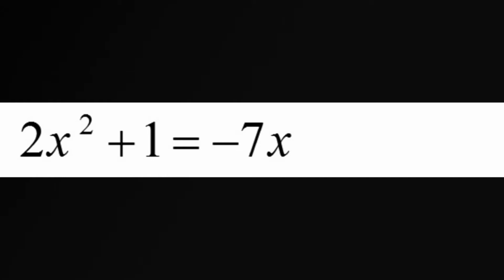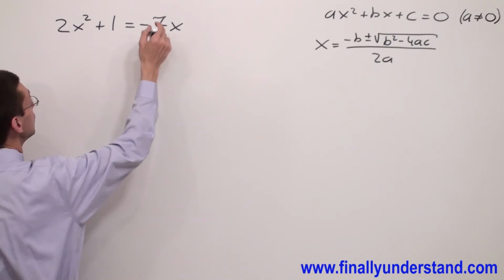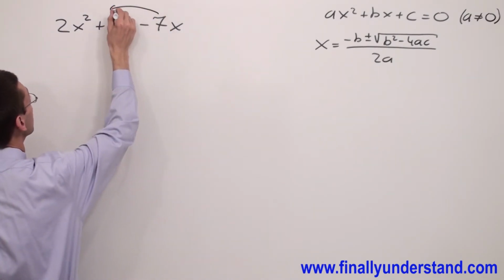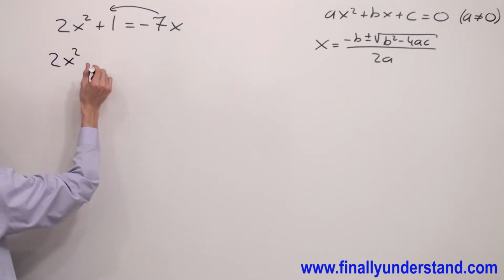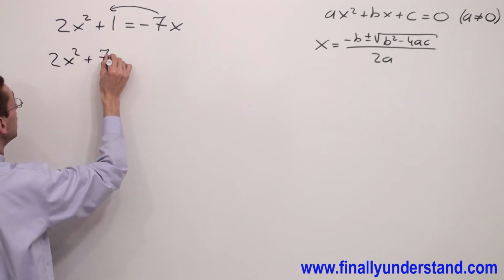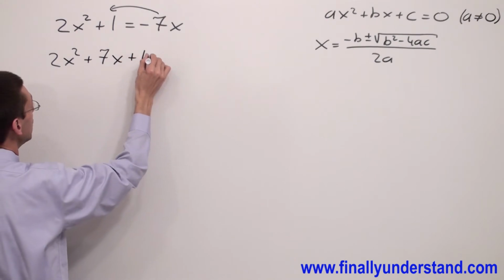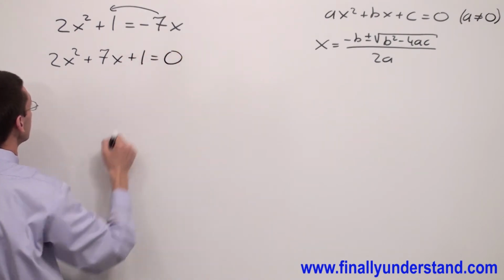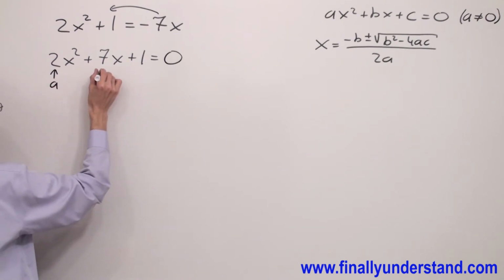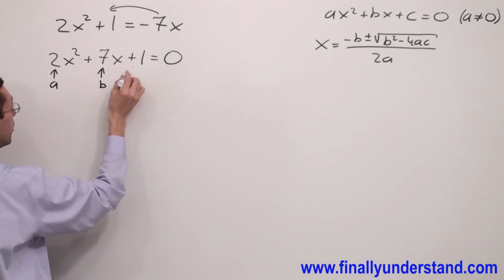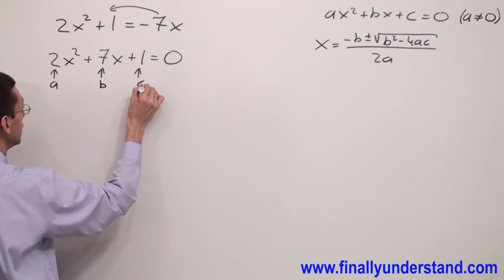We have another example on the board. Again, we're supposed to organize the equation first. We have to move -7 to the left side of the equal sign. And we have 2x² + 7x + 1 = 0. 2 is my a, +7 is my b, and +1 is my c.